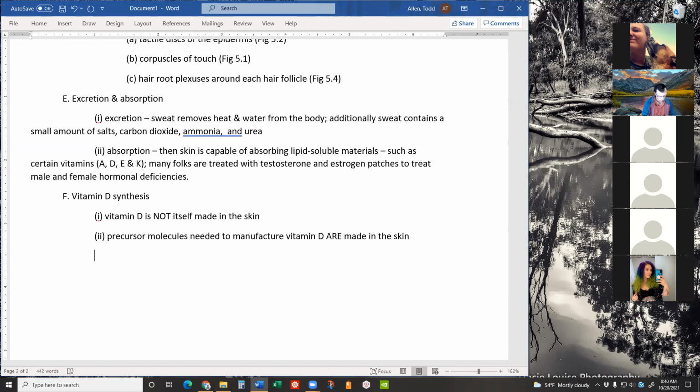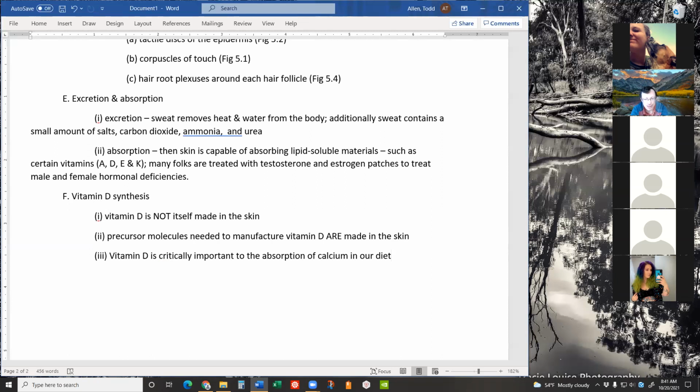So we know that vitamin D is not made in the skin. The precursor molecules to vitamin D are made in the skin. Vitamin D is super important for our body because without vitamin D, we cannot absorb calcium from our diet. Vitamin D is critically important to the absorption of calcium in our diet. Without vitamin D, your small intestine is not able to absorb calcium from the foods and liquids that you consume.